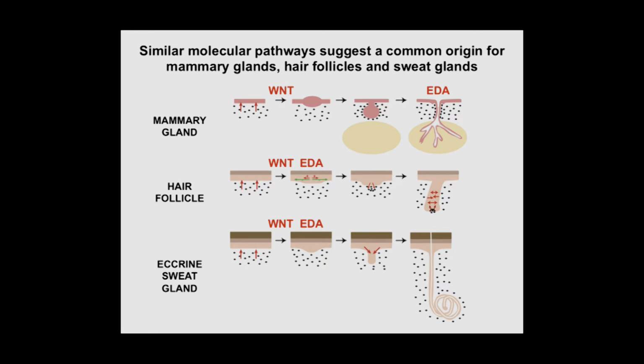Downstream of Wnt signaling, the ectodysplasin pathway is activated. And this requires Wnt in order to get started, but then takes over from Wnt in further promoting the formation of these organs. So both the similar morphology and the similar molecular pathways involved in the formation of these diverse organs suggest that they may have a common origin.